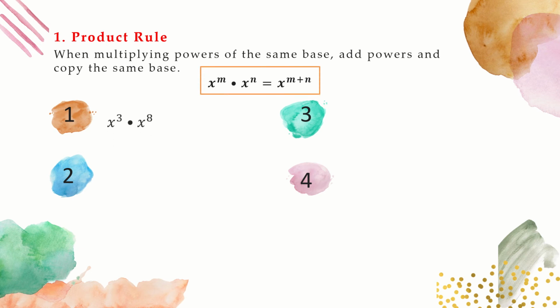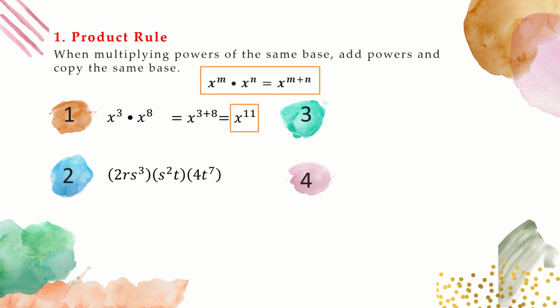4 examples. Number 1 example, x cubed times x exponent 8. So that will be equal to copy the same base x, then we add 3 and 8 exponents. So 3 plus 8 is 11. So that will be our final answer. Second example, so we have 3 monomials, 2r s cubed times s squared t times 4t exponent 7. So what would be the result?